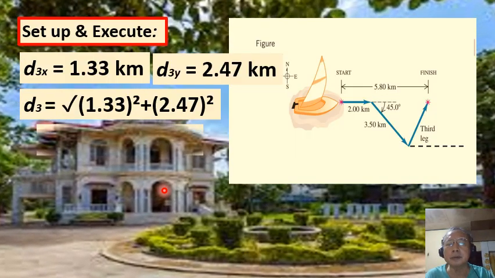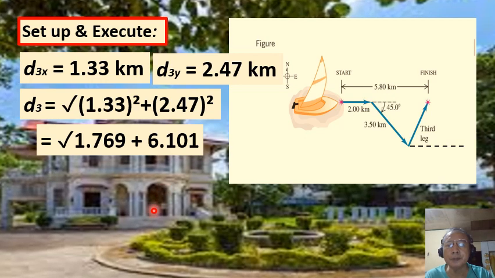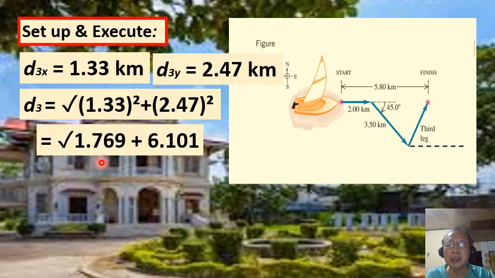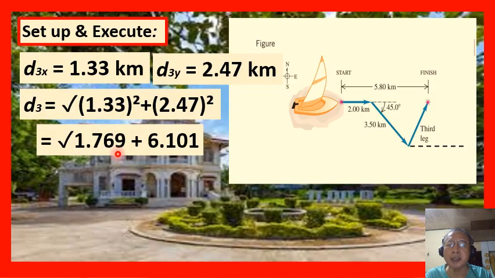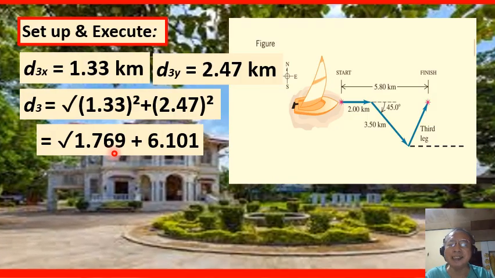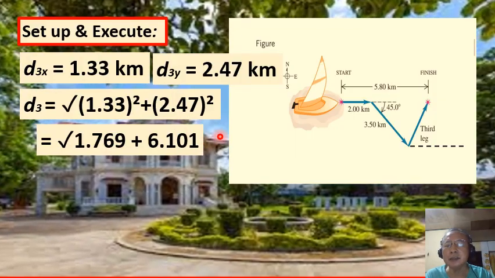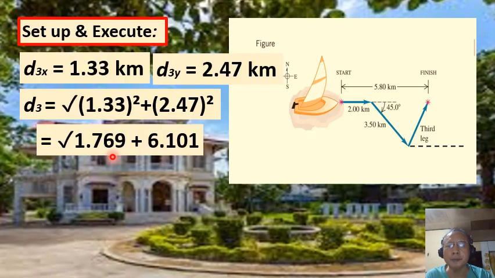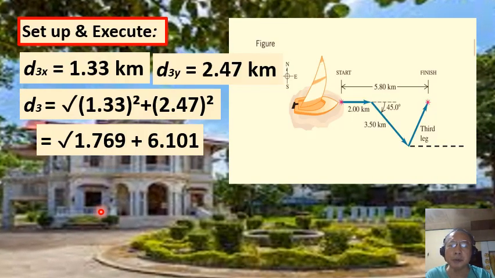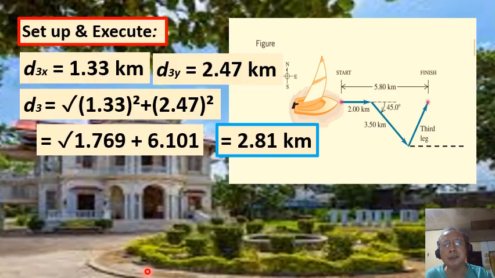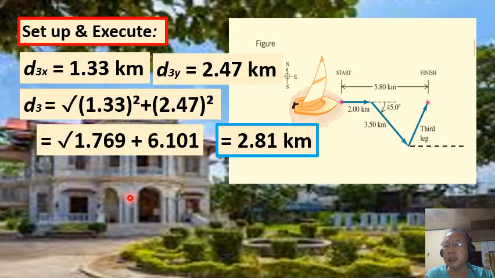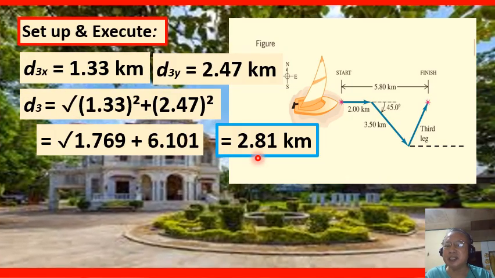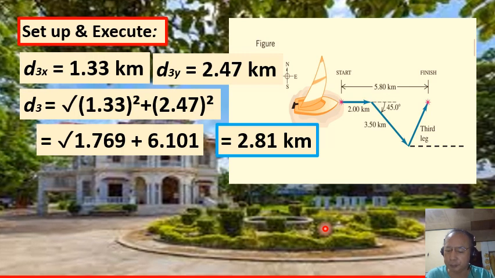Doing your math, the square value of 1.33 is 1.769, rounded to 3 decimal places, and the square value of 2.47 equals 6.101. So adding them and getting the square root, we finally get the magnitude of d sub 3 equal to 2.81 kilometers in 3 significant figures.